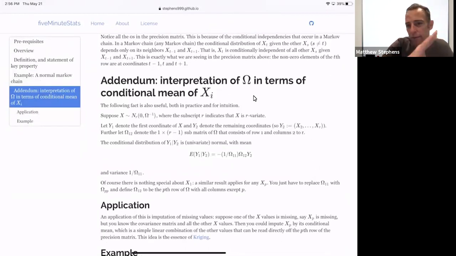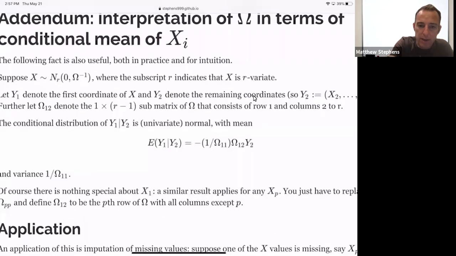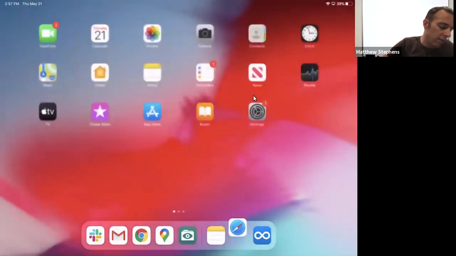Actually, there's a stronger statement. We focused on the zeros here, but the quantitative values of the non-zero omegas actually have an interpretation. And that is, in terms of the regression coefficient you would get if you regressed one on the other. So here's the general statement in this addendum. Here y1 is any subset of x and y2 is the remaining subset, and omega 1 is the, yeah, I guess I can draw it out.